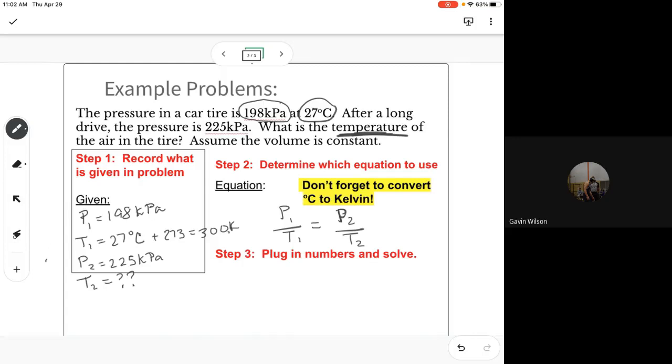So then you just plug in your numbers and solve. So P1 is 198 kPa. T1 is our 300 Kelvin. And then P2 is our 225 kPa, and T2 is our question mark.